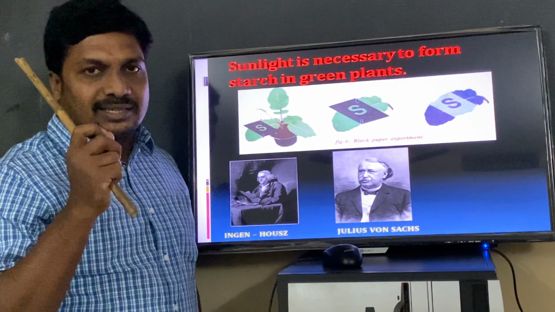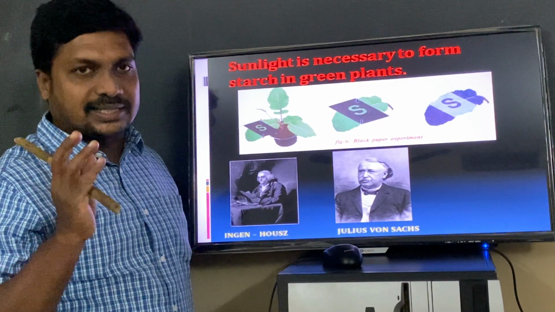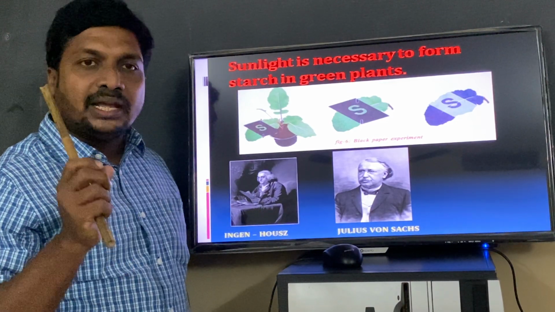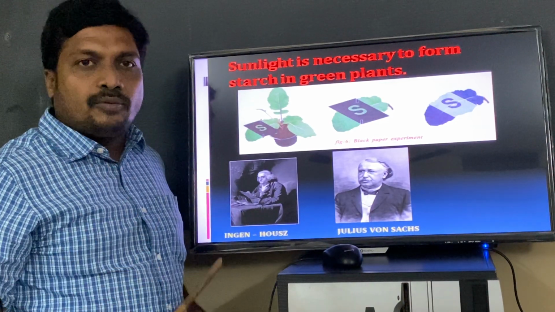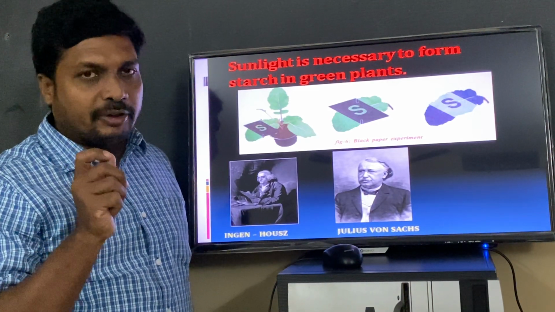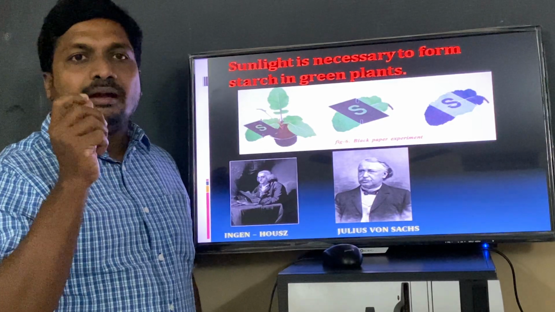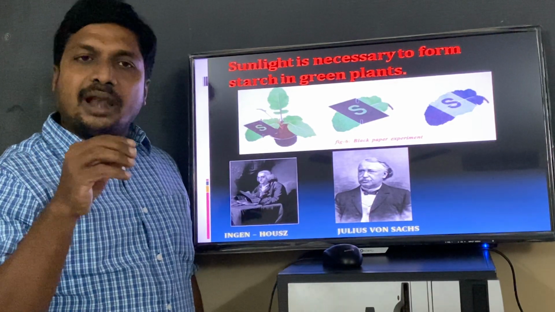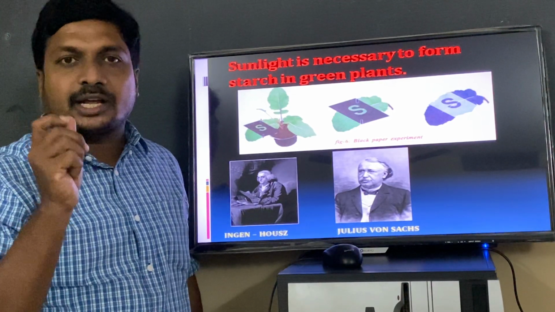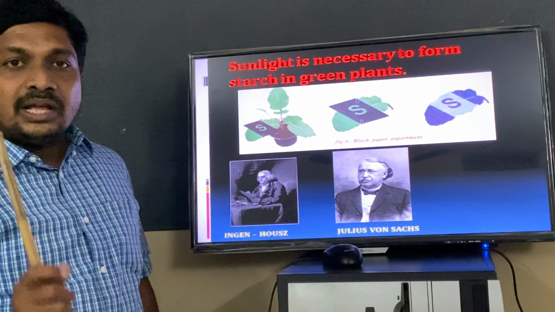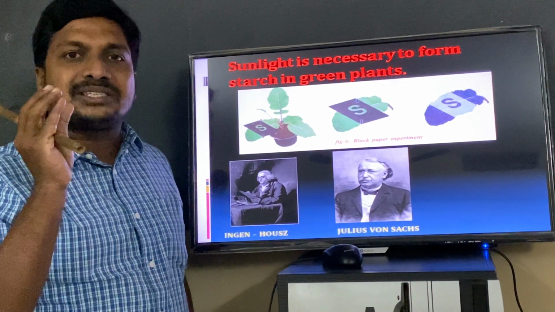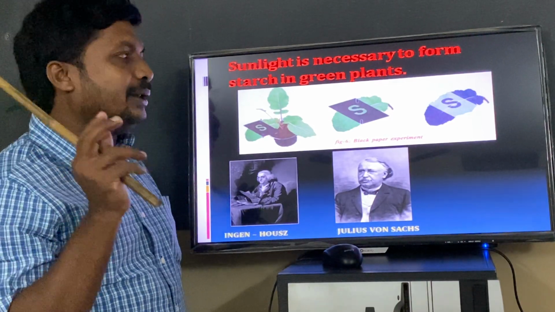Sunlight is the important external factor which is essential for photosynthesis. Without sunlight, green plants cannot perform photosynthesis. Sunlight consists of small particles called photons. Keep it in mind, very important. Sunlight or light rays consist of small particles called photons. These photons contain energy called quantum. This quantum energy is helpful to form starch or carbohydrates in green plants.